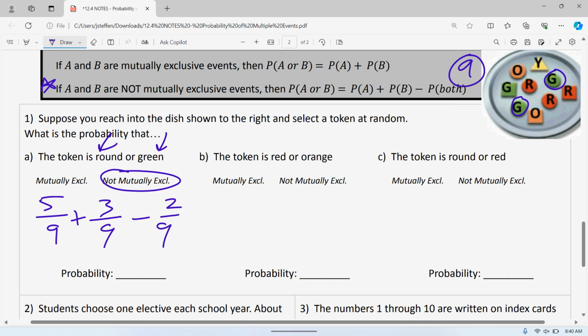Now, the good news is, since all of them are out of the total, they all have a denominator of 9, so technically they all have a common denominator, so it's not really that hard to take 5 plus 3 minus 2. But also, you can use your calculator. So 5 plus 3 is 8, minus 2 is 6. So you end up getting 6 over 9, which you can reduce down.